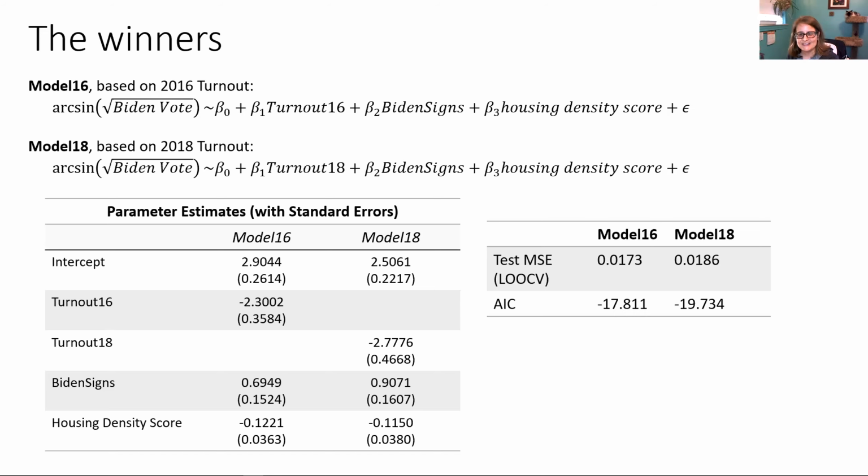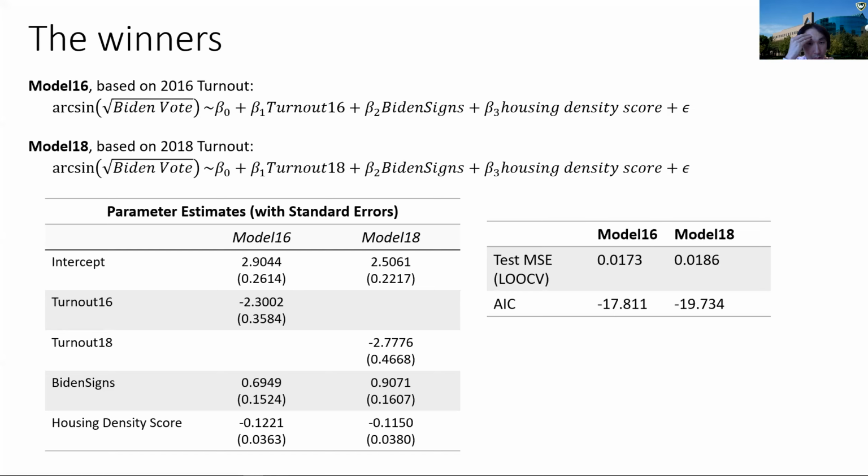Biden signs were positive predictors of Biden votes. Awesome, right? That's really what I wanted to see. So I was very happy to see that. That happened in both models. And housing density score was negatively associated with Biden vote in both models. So as housing density increases, Biden vote goes down. I'm just not sure about that, because there was definitely a big difference in voting behavior between Dearborn and Dearborn Heights overall.